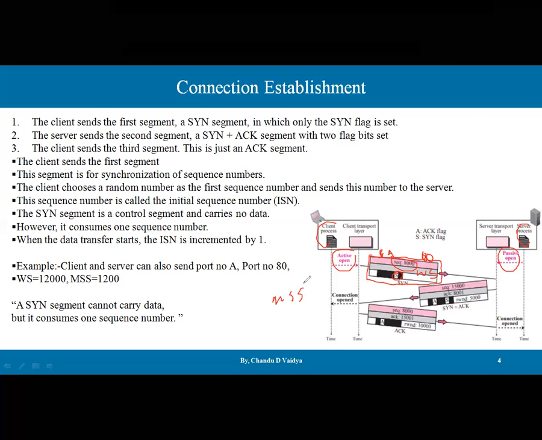Although I have, let's say, a window size of 12,000 bytes, at the same time my maximum segment size is only, let's say, 1200. So what is it going to be? 12,000 divided by 1200, so 10 maximum segments I can hold. The maximum carrying capacity is what? 1200.